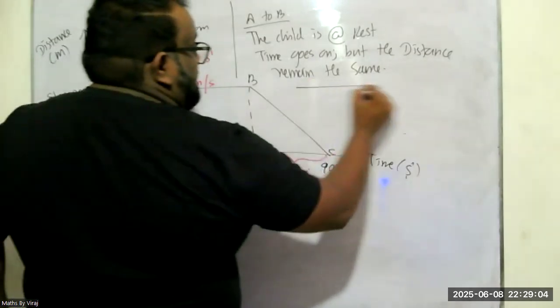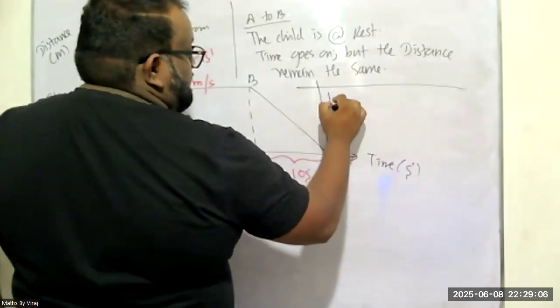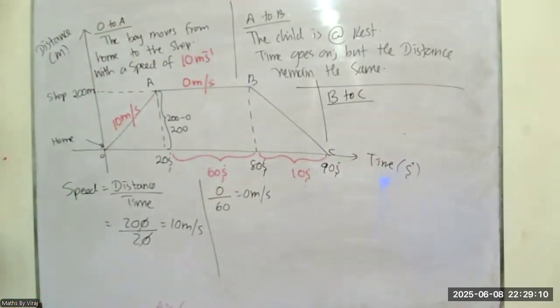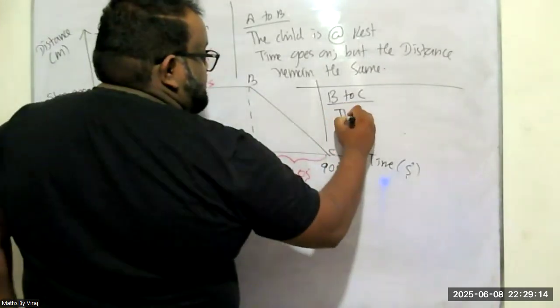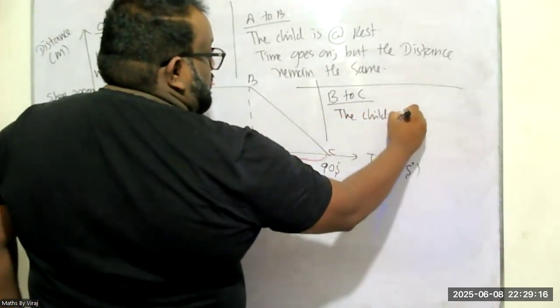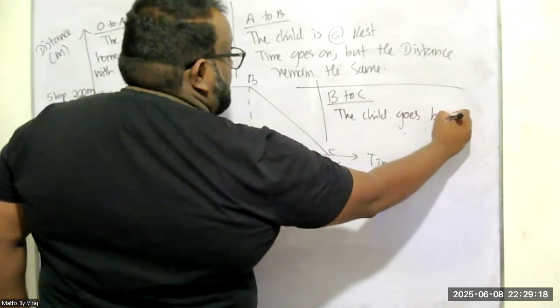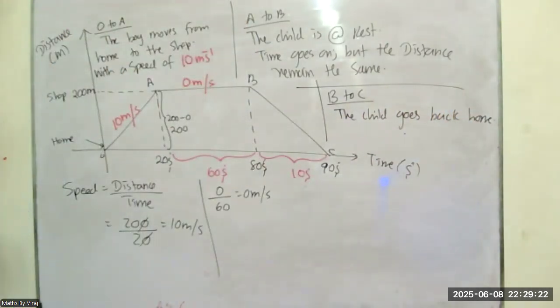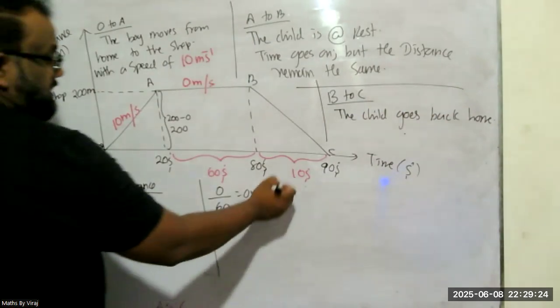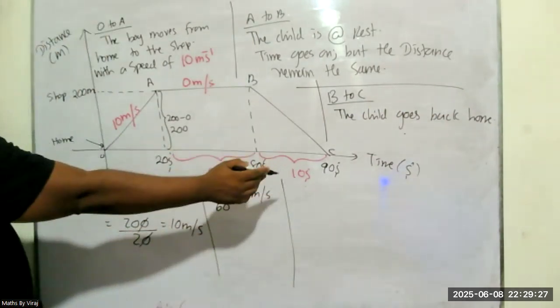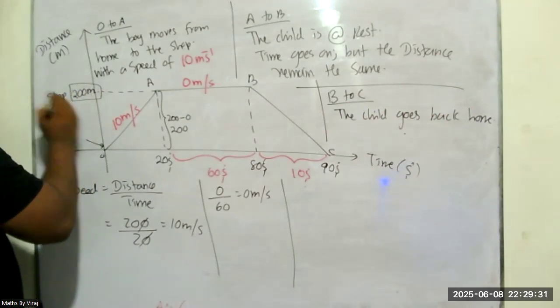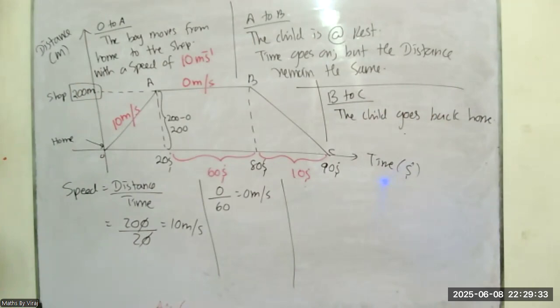What do you think happens from B to C? He's going home. He's going back home. Correct? The child goes back home. What do you think the speed is? The distance that the child moves back home is what? Again, this 200 meters is the distance that the child is moving back.